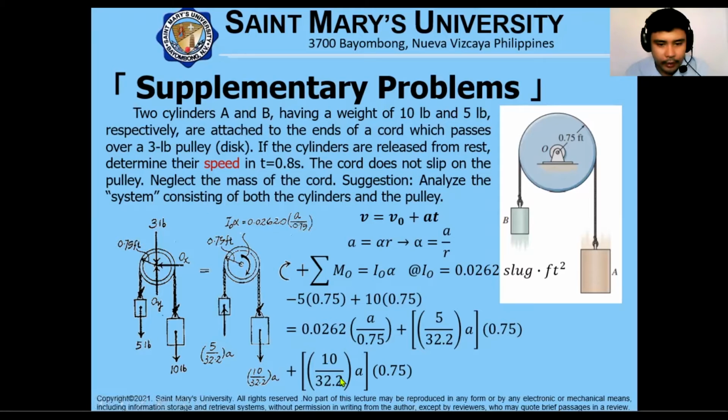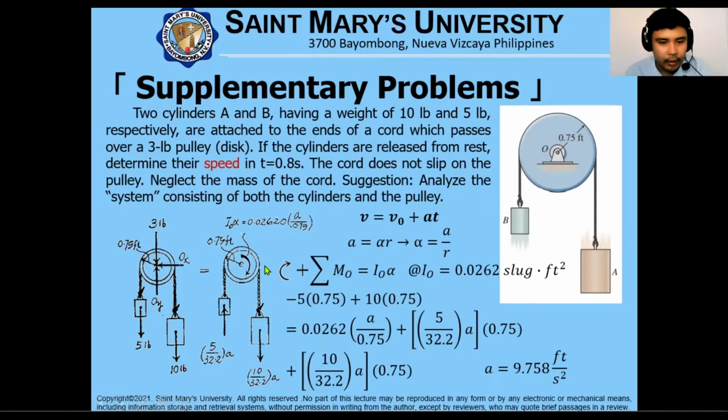So 10, 5, and then solve for the value of A using your algebra concept, or you may use the MATLAB solve function to arrive at A. Explore that one and confirm that our value for A is equivalent to 9.758 feet per second squared. The tricky part here lies in the conversions, and another is the addition for translation. Since, as you can see, it is the rotation, and then translation is from one point to another point, parallel.